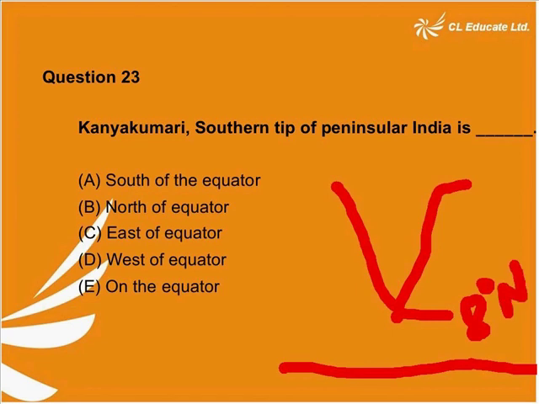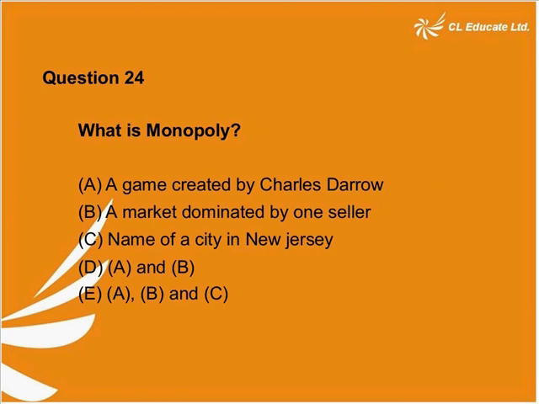It's actually around 888 kilometers. One latitude degree is 111 kilometers, so around 888 kilometers, is it?